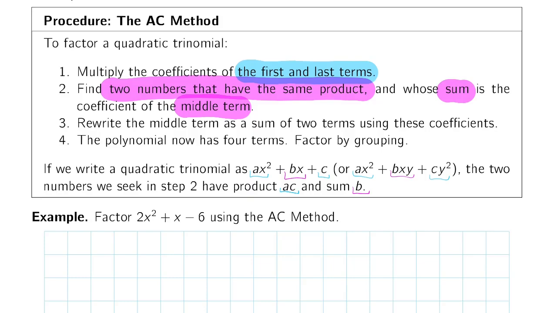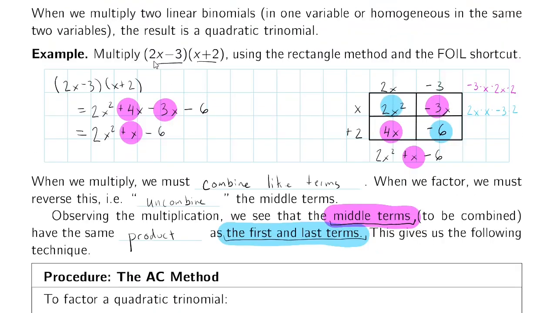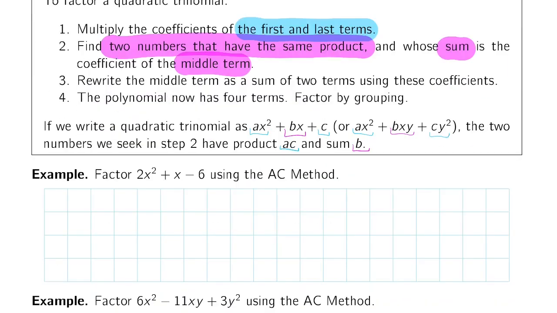Now this 2x squared plus x minus 6, this is the product that we got before. So we'd better get these two binomials when we factor. Let's see if that actually happens. So we're starting with 2x squared plus x minus 6. My AC is 2 times negative 6, which is negative 12.